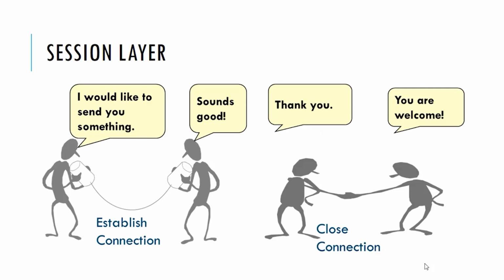If we look at this diagram, we can see that the session layer sends some data, like some sentences we use between each other as humans to start a conversation. If you say to someone, I'd like to send you something, and he says, sounds good, this is a request that is replied to by an acknowledgement. This is establishing a connection. These two messages are the responsibility of the session layer to transmit and to acknowledge at the beginning of the session.